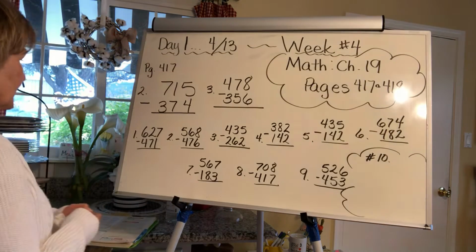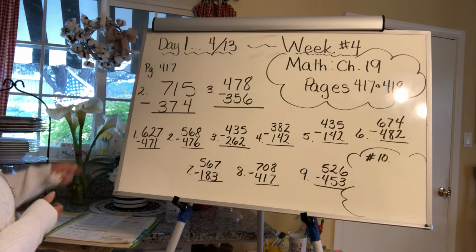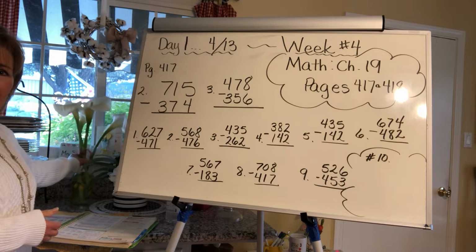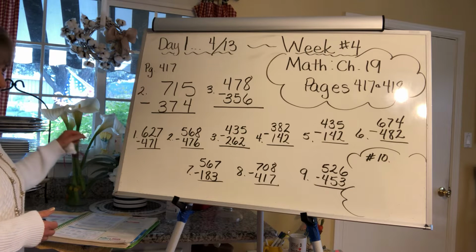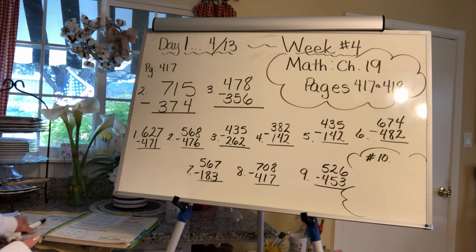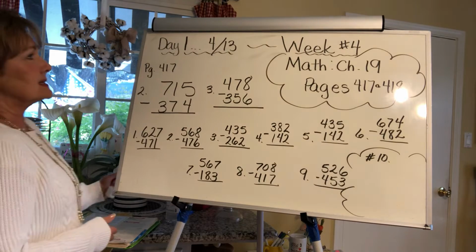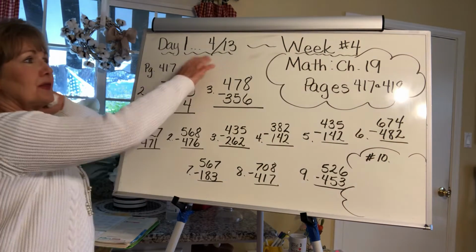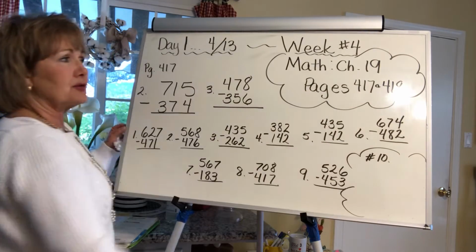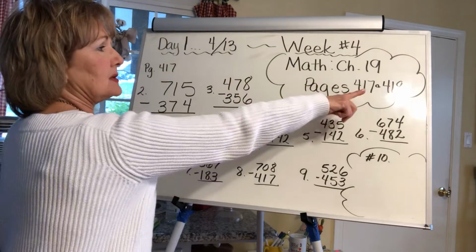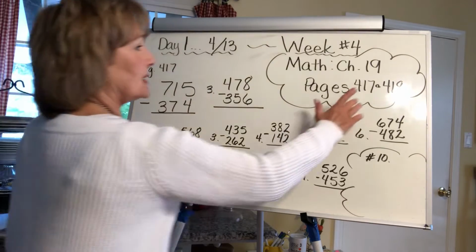On we go. I've got my flowers over here. Can you see them? Oh yeah. And my cards. You already saw my posters. So this is Monday the 13th. We're in week 4. We're going to be doing your math chapter 19 assignment, pages 417 and 418.